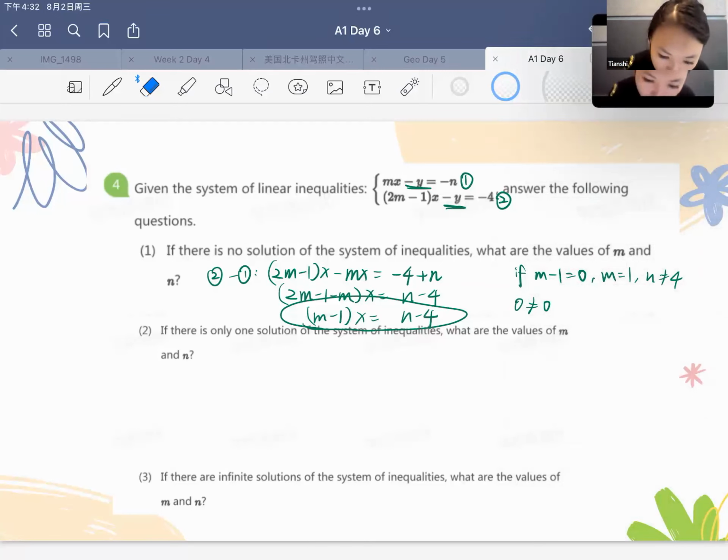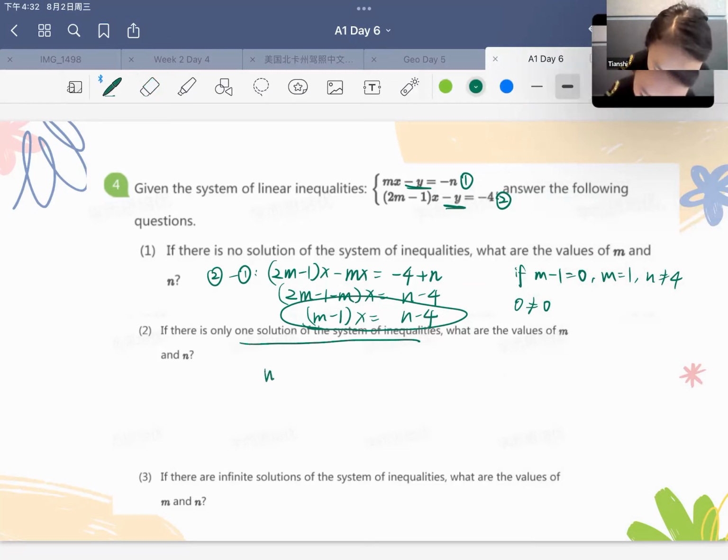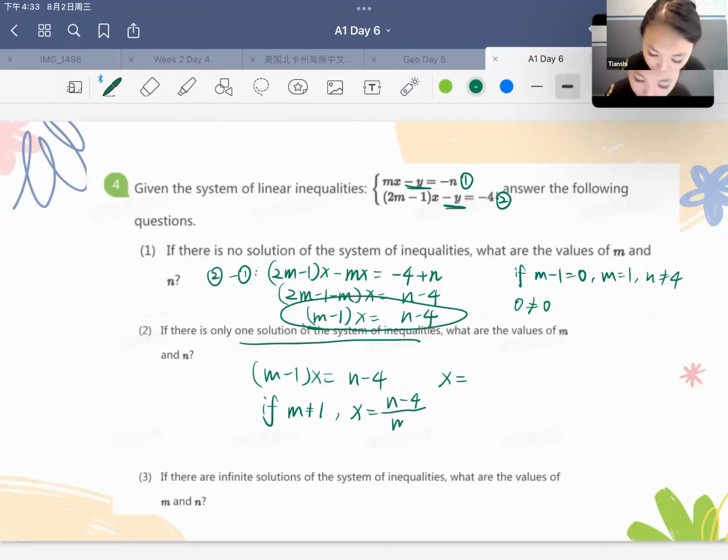And let's see when there will be only one solution. So m minus 1 times x equals n minus 4. What is the case when there is only one solution? In that case, if m is not equal to 1, then x will always equal n minus 4 divided by m minus 1, right? So there is only one solution if we know the values for m and n, because m and n are parameters. So when m is not equal to 1, there will only be one solution.